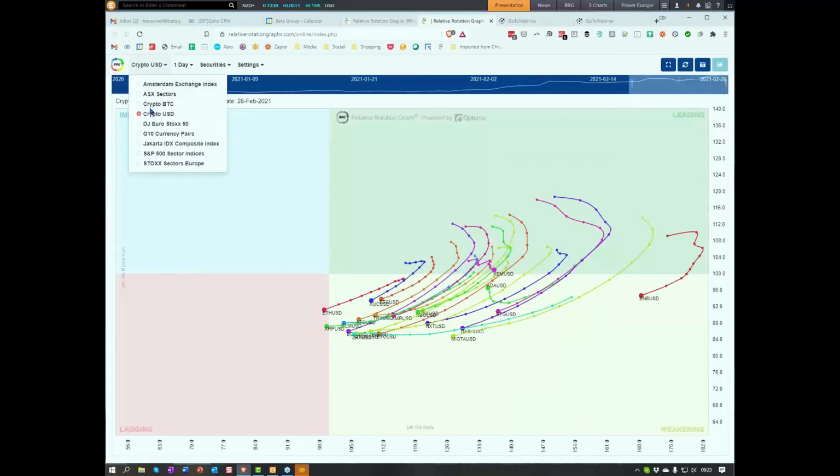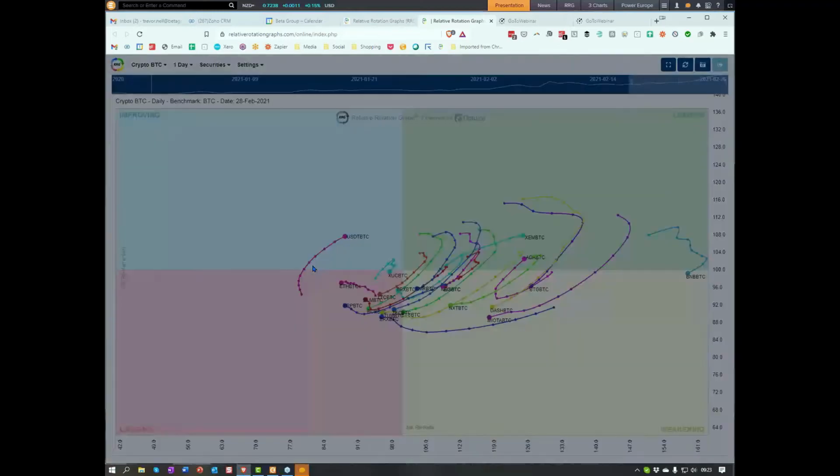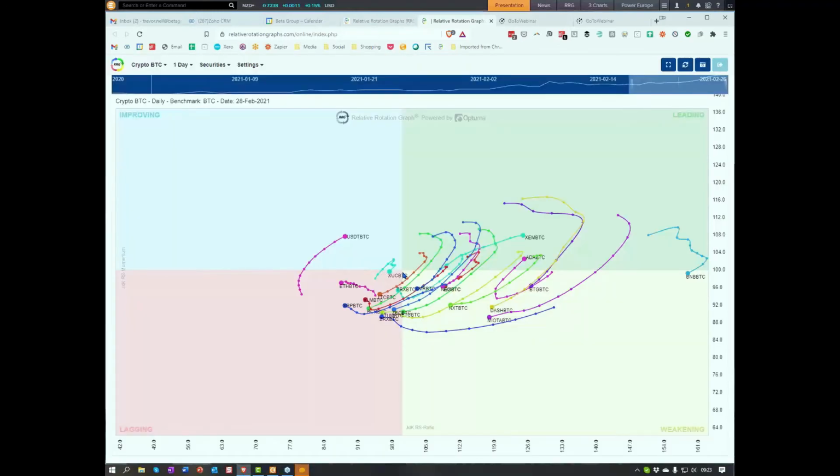Now, I can change the benchmark here to something else. Instead of the dollar as a benchmark, I can say, well, what's better than Bitcoin? So now I put Bitcoin in the middle, and we've got many more to the left-hand side of Bitcoin, because Bitcoin versus the dollar was a little bit to the right. So anything to the left of it is now moved to the left of this vertical line here.